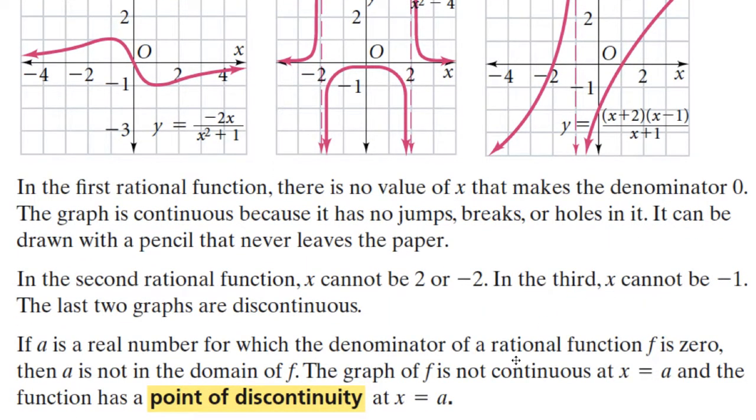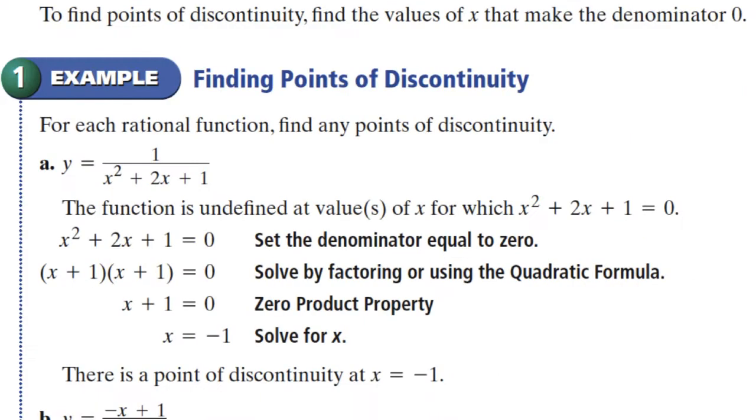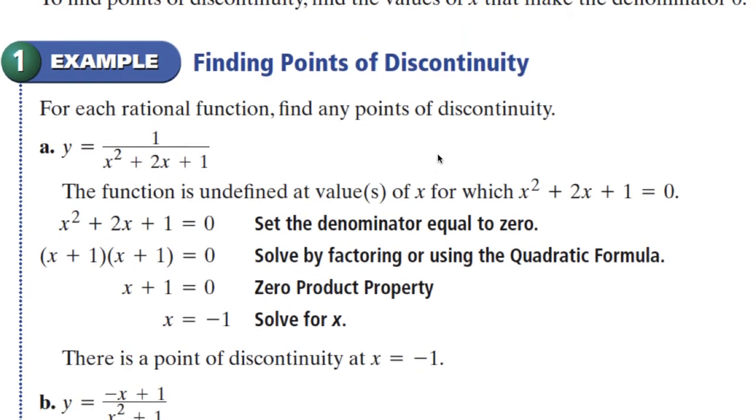There is a point of discontinuity when your denominator equals 0. So let's go ahead and take a look at that. Finding the points of discontinuity is when you find the values of x that make the denominator equal to 0.